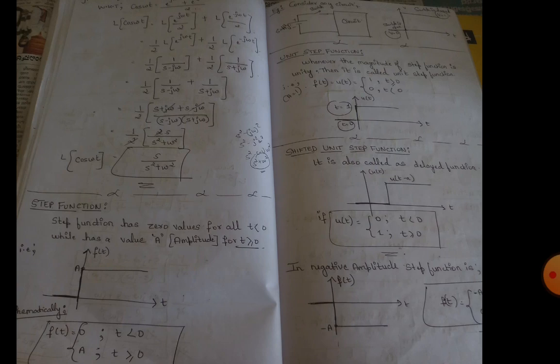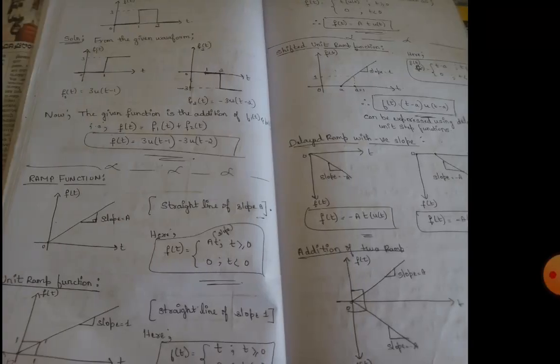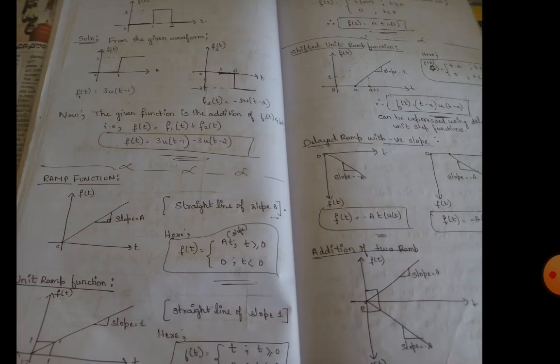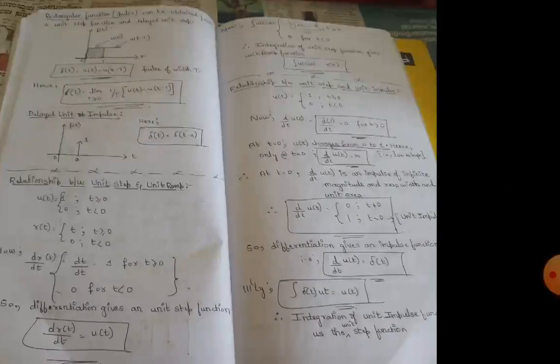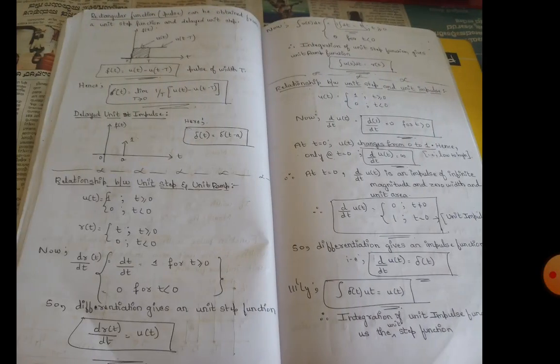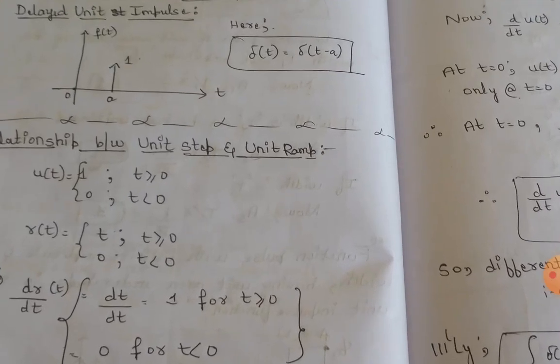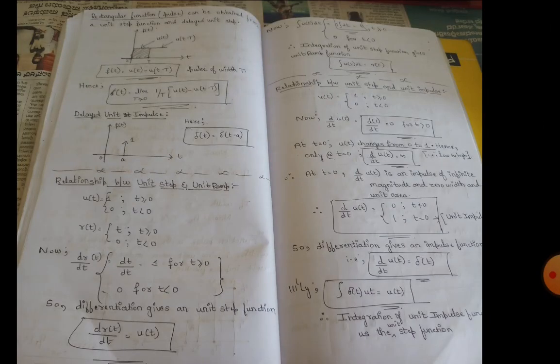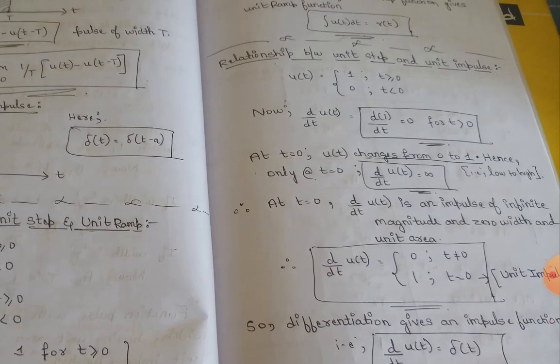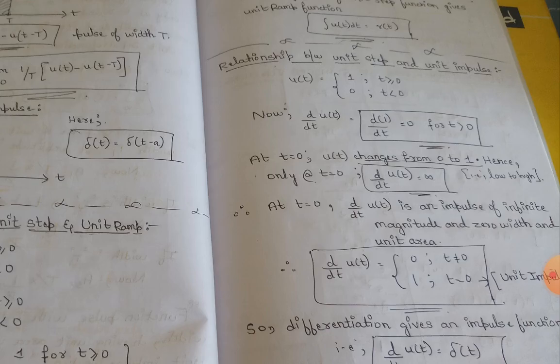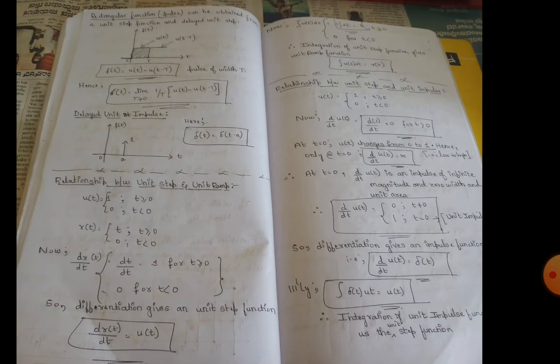In this Laplace transform we have a few functions. The first is called the step function. Another kind is the ramp function, where ramp means there is a slope. We have a few rectangular functions, and a few concepts related to the relationship between the unit step function and unit ramp function, which I've written down. Also we have the relationship between the unit step function and unit impulse function. These are a few important questions. You can pause the video and make a note of it.